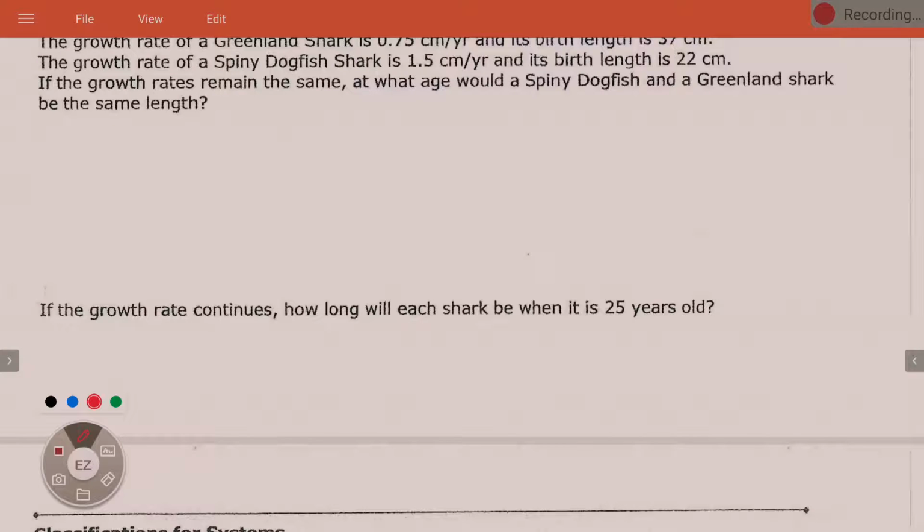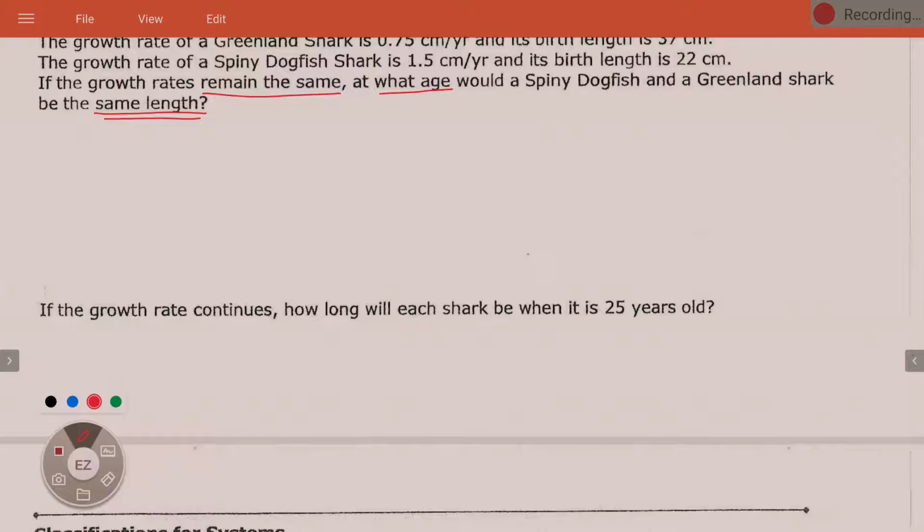You guys have this in your notes, right? Yes. The growth rate of a Greenland shark is 0.75 centimeters per year, and its birth length is 37 centimeters. The growth rate of a spiny dogfish shark is 1.5 centimeters per year, and its birth length is 22 centimeters. If the growth rates remain the same, at what age would a spiny dogfish and a Greenland shark be the same length? Okay, that's what we're looking at there.